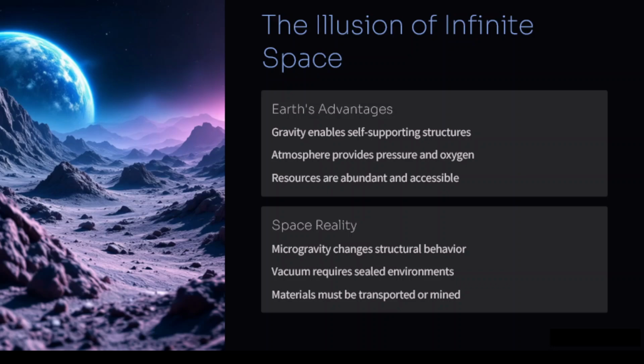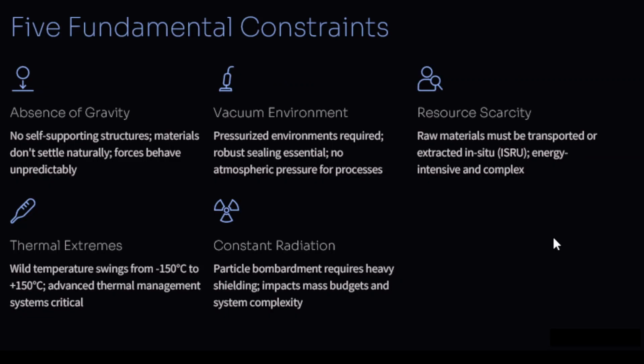On Earth, construction is easy, relatively speaking. Gravity holds structures down and keeps everything stable. The atmosphere gives us pressure, oxygen, and supports construction processes. And most importantly, materials are everywhere. But in space, there is no gravity to hold things in place. No air, only vacuum. And every single material has to be launched from Earth or mined in space. So, what feels natural on Earth becomes incredibly complex in space.